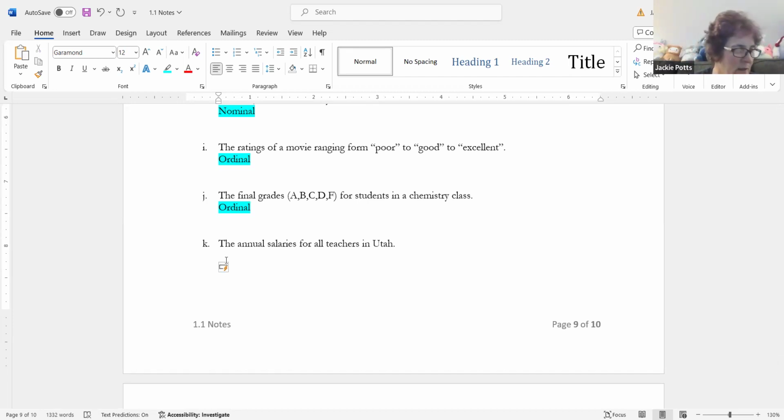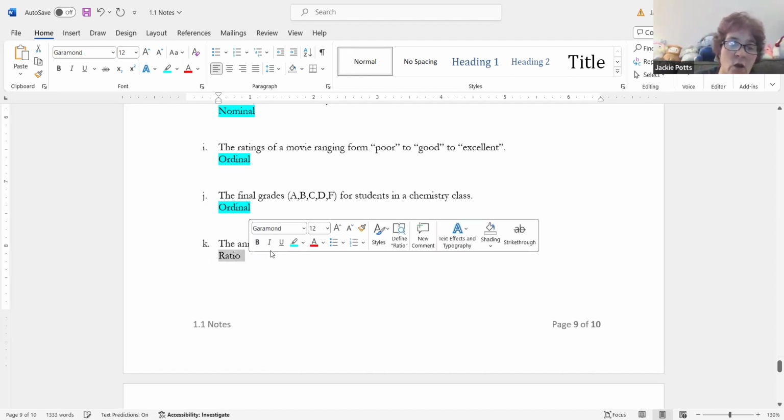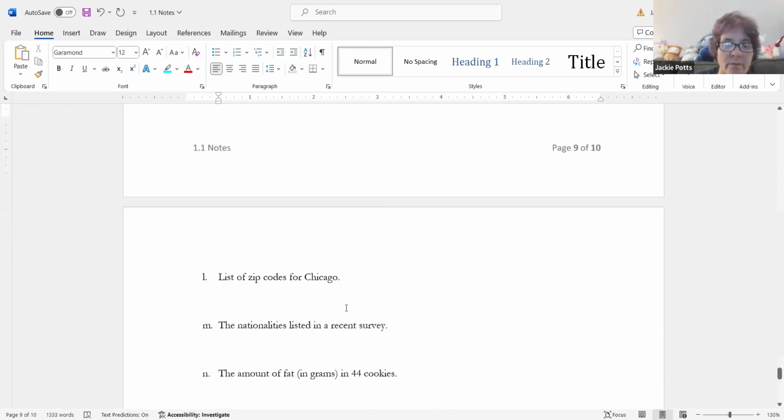Annual salaries for all teachers in Utah. Well, that would be quantitative. And could you have a zero salary? I would hope not, but it is a potential. So it makes it a ratio.